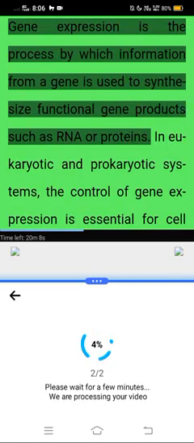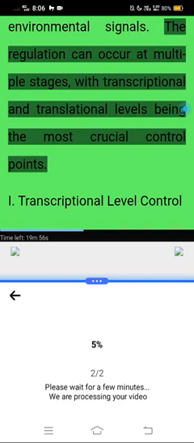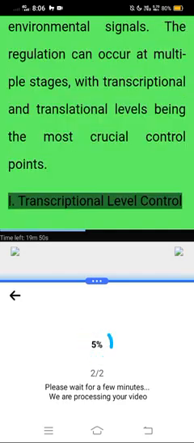Gene expression is a process by which information from a gene is used to synthesize functional gene products such as RNA or proteins. In eukaryotic and prokaryotic systems, the control of gene expression is essential for cell differentiation, development, homeostasis, and response to the environment. The regulation can occur at multiple stages, with transcriptional and translational levels being the most crucial control points.